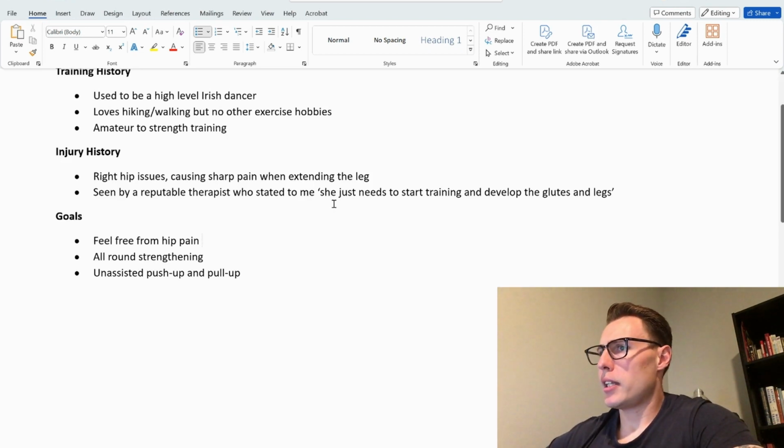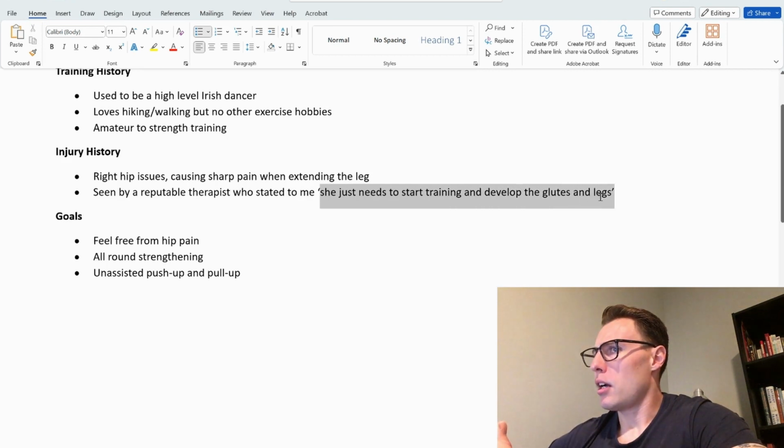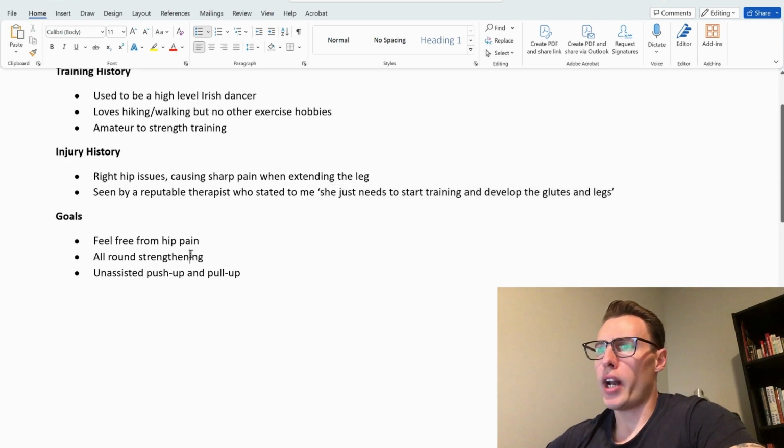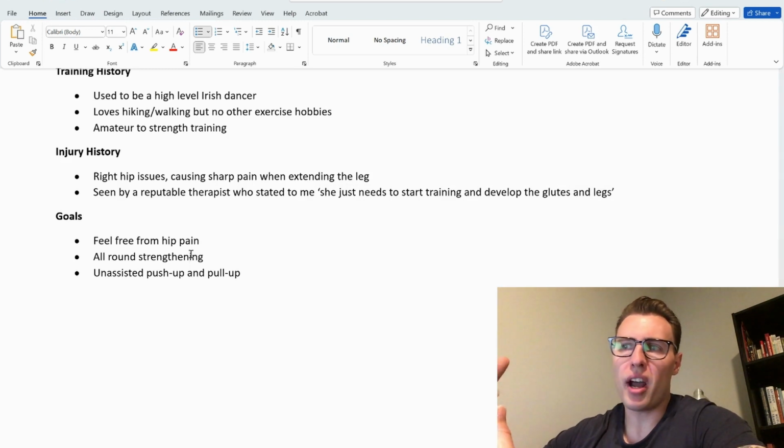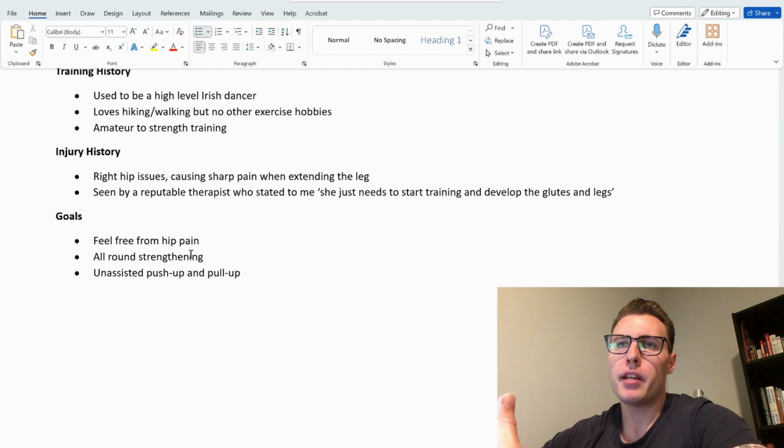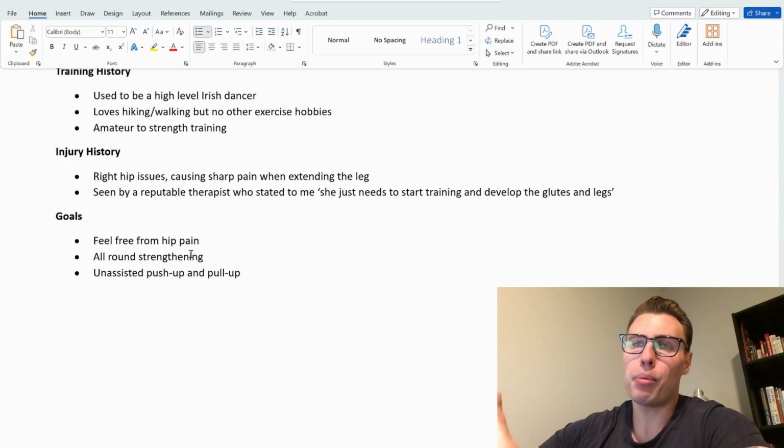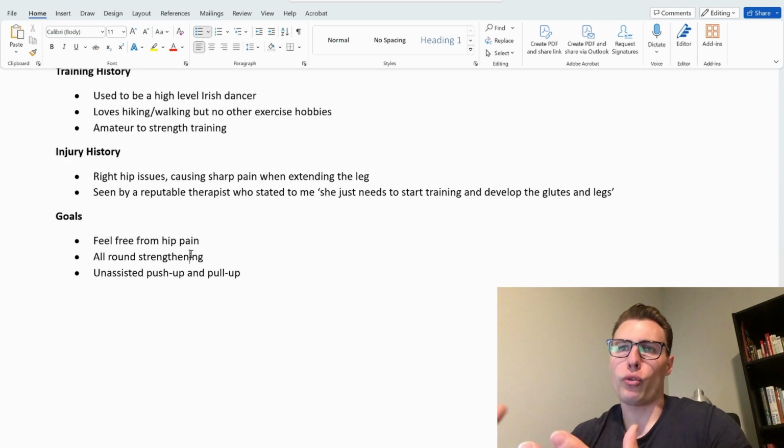Sometimes this person just needs to start training and developing the glutes and legs, according to their therapist. So what I might do for this person is have them do what's called a glute primer, where we pick 2 to 3 glute specific exercises to perform at the beginning of the workouts. I would probably do that for all 3 strength training sessions, because if we're just doing something like that once a week, it's not enough frequency for it to add up and create change in the body.